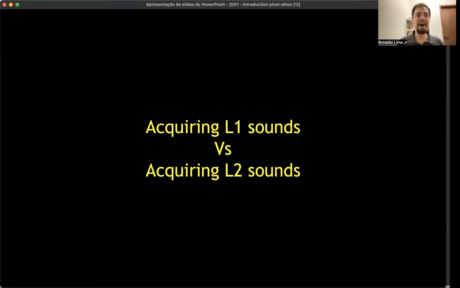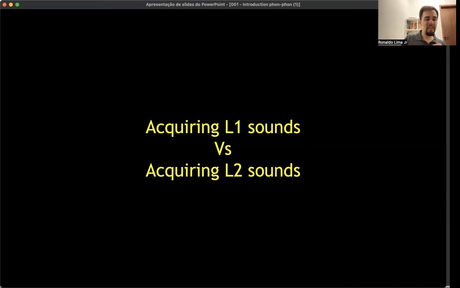So for instance, with the vowels in Portuguese, from just listening to our language, we create 7 different categories for oral vowels in stressed position in Portuguese. We create a category for E, one for E, A, O, O, and U, okay? Now in English, there are at least 11 categories for vowels. In Spanish, there are only 5. In Japanese, there are only 3.